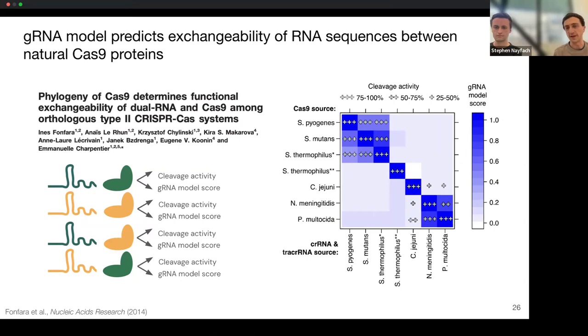And then overlaid on this matrix, you can see these pluses, either 3, 2, or 1 plus, which is the experimental measure of nuclease activity from the publication. And what you can see is, with just a few exceptions, the model is accurately predicting whether or not a guide RNA and a Cas9 combination will yield a functional type 2 effector.